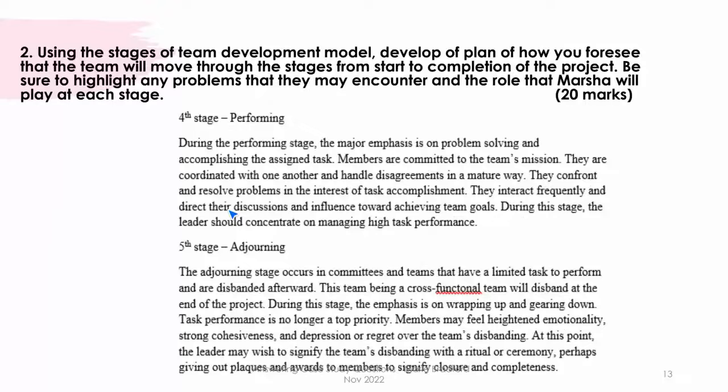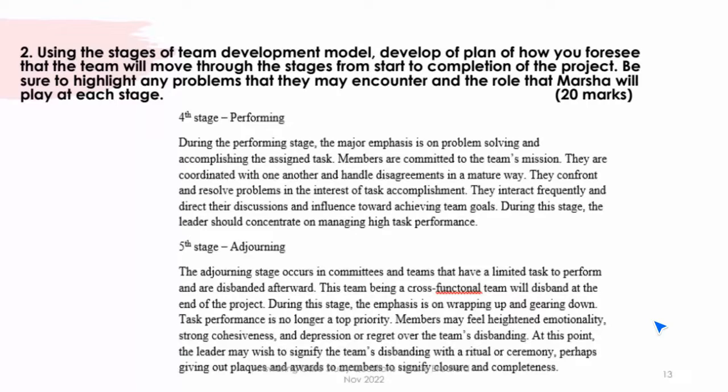And we do the same thing for performing. We do the same thing for adjourning. What happens when the team breaks up? More than likely, this is a team that would break up because they are working on a project, even though not all teams will disband. A lot of teams are just long-term teams that work together continuously. But this team, because it is a project team, will definitely reach its adjourning stage.